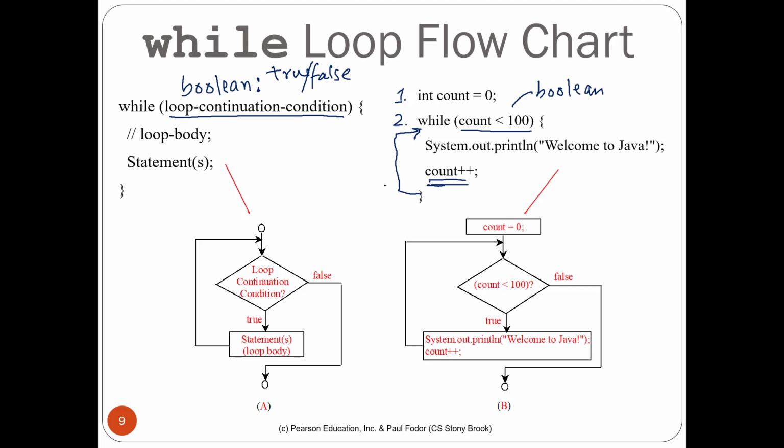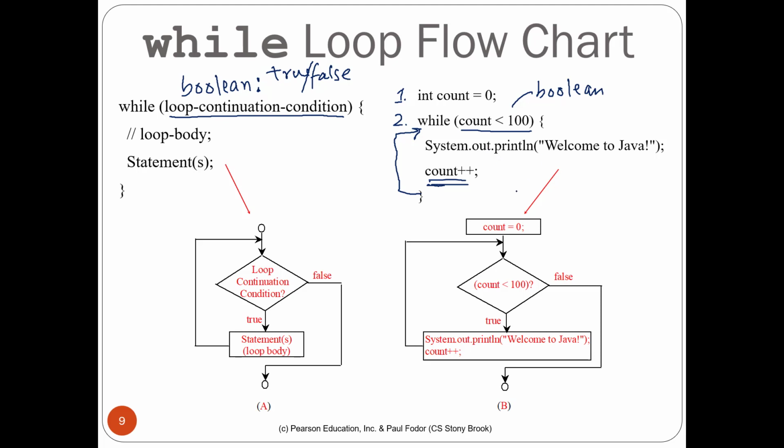Alright, so fine. With count equal to 1, we'll go back and check the condition. Is 1 less than 100? Yeah, you're right, it is less than 100. So you will run that again. So after printing welcome to Java the second time, your count will be 2, because you printed it 2 times. Is 2 less than 100? Yes. So you'll continue to run this as long as your count is less than 100.